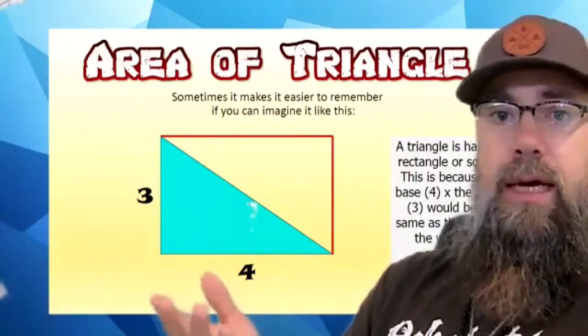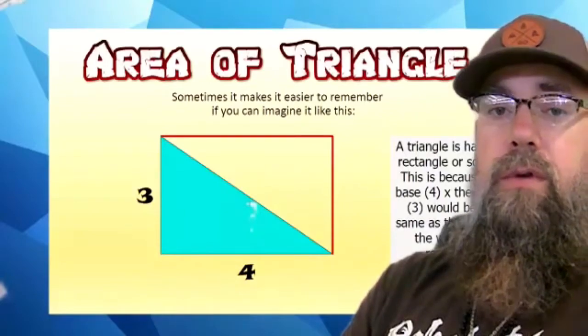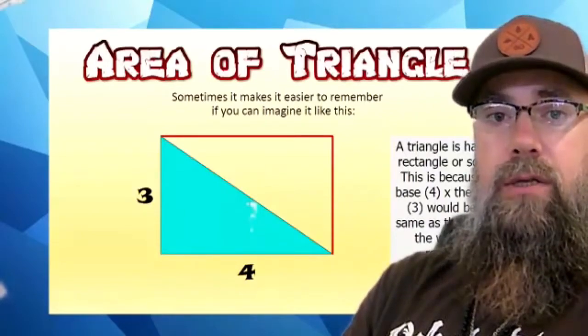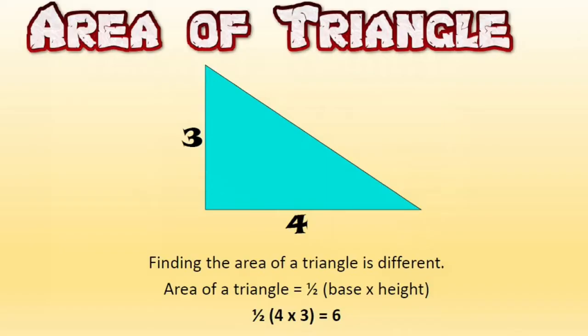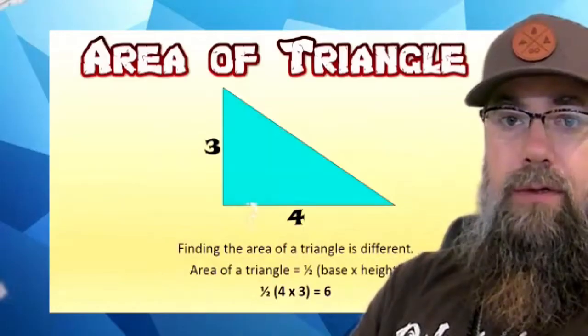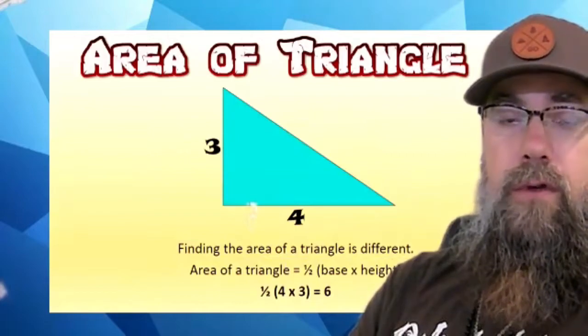So if you multiplied 3 times 4, you'd get 12. Divide that by 2, and the area inside this triangle is 6. Here it is in the formula if you were to write it out. Again, the same triangle, 3 times 4 times 1/2, or another way, 3 times 4 divided by 2. You still get the answer of 6 for the area of this right triangle.